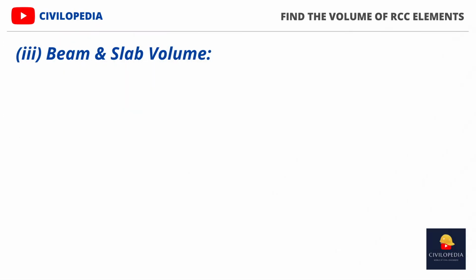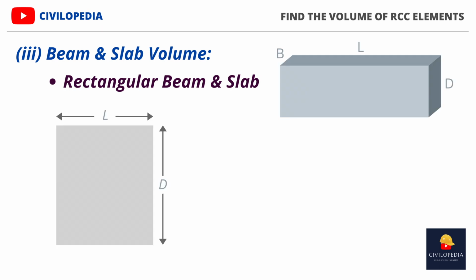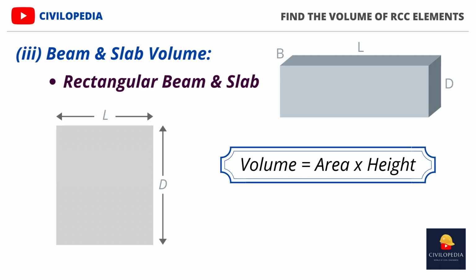Next, number 3, rectangular beams and slabs. In this, we'll have the length, breadth and depth of the beam or a slab. So taking the common volume formula, we get volume is equal to L into B into D. And this is how we calculate the volume of the RCC elements.